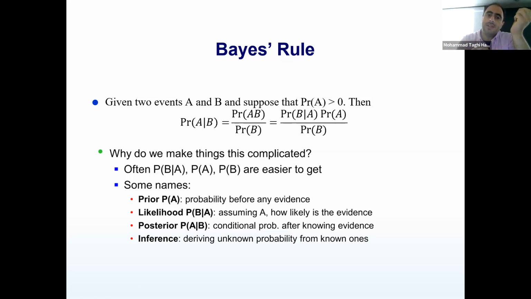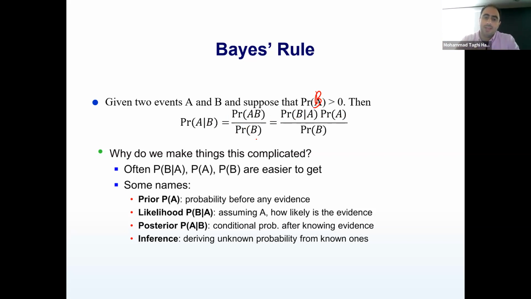So there are two events A and B, and suppose the probability of B is greater than 0. Then we say that the probability of A conditioned on B is equal to the probability of AB over the probability of B. But then you can write the same way, instead of the probability of AB, it is equal to the probability of B conditioned on A times the probability of A. We are just using the same formula here.